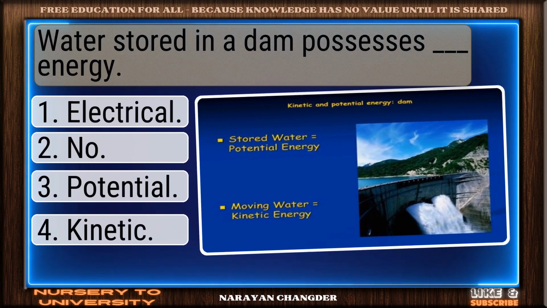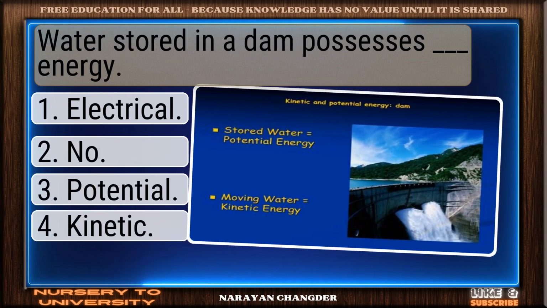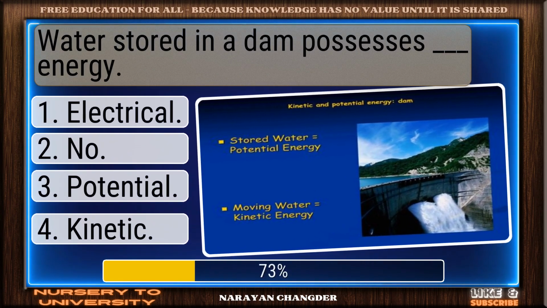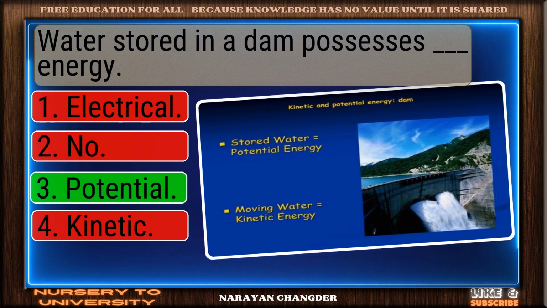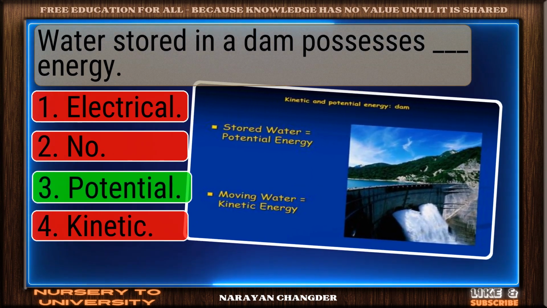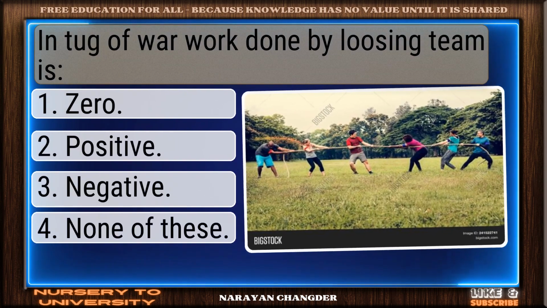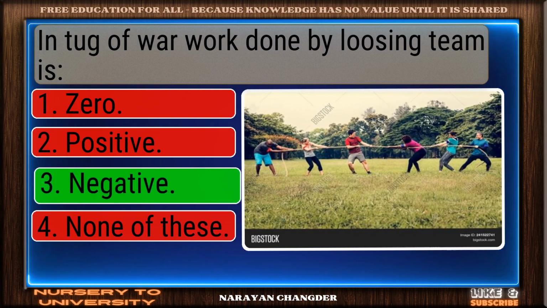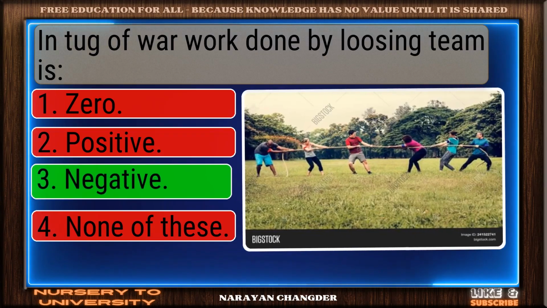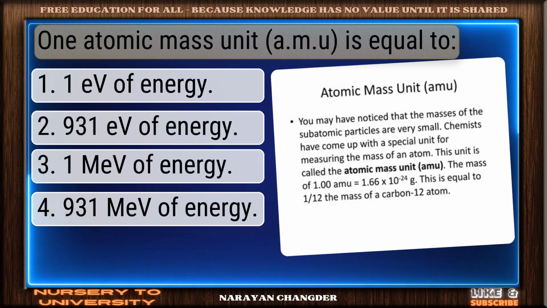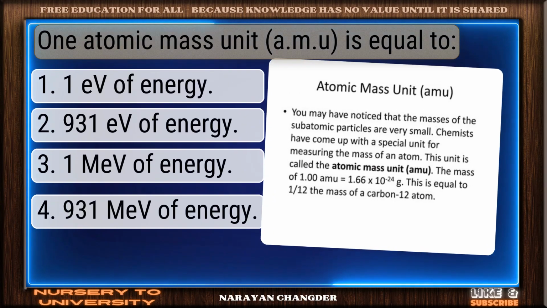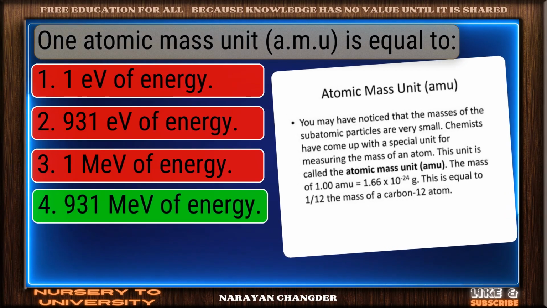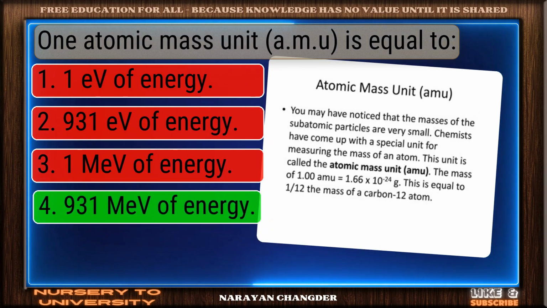Question number 54. Water stored in a dam possesses dash energy. Right again. Potential is a valid answer. Question number 55. In tug of war, work done by the losing team is? Solid response. Negative is a valid choice. Question number 56. One atomic mass unit is equal to? Well picked. 931 MeV of energy is the correct answer.